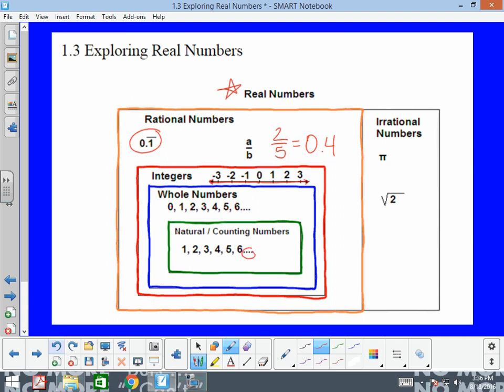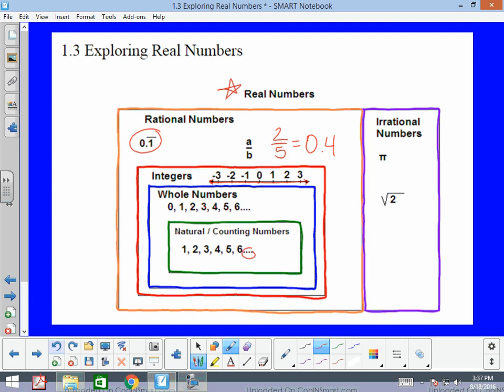All right, then on the other side of our real numbers, of the rational numbers, on the right side here is irrational numbers. These numbers, again, include square roots that are not nice, that don't have a whole number for an answer, and also pi.